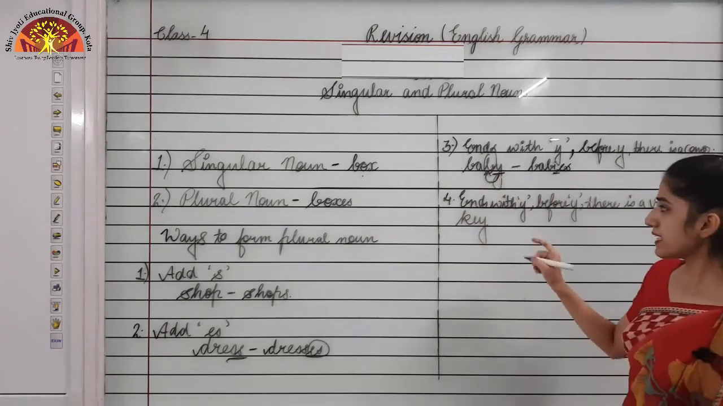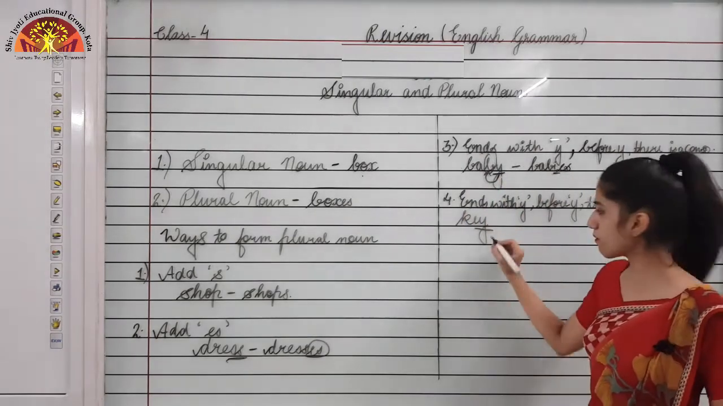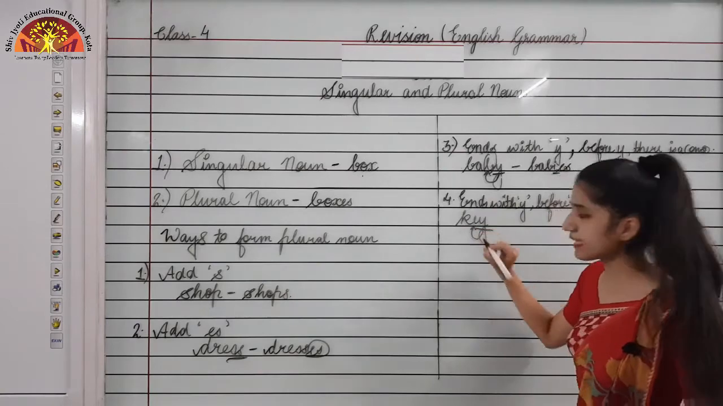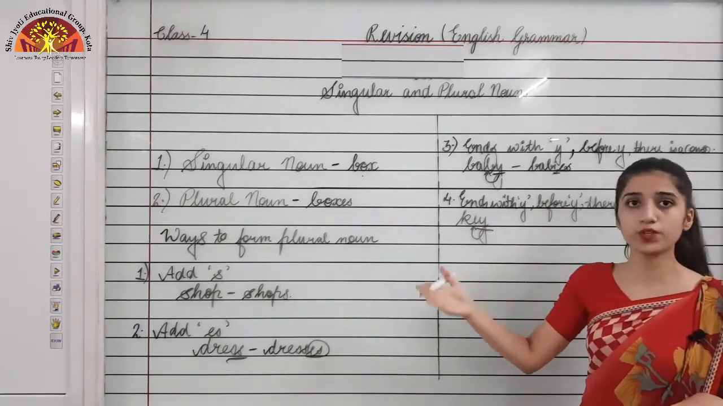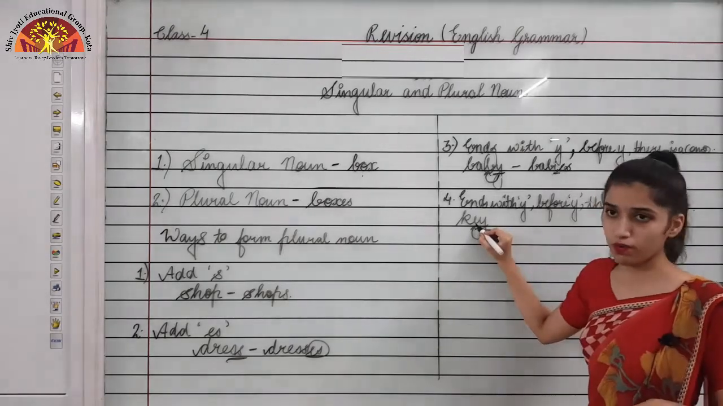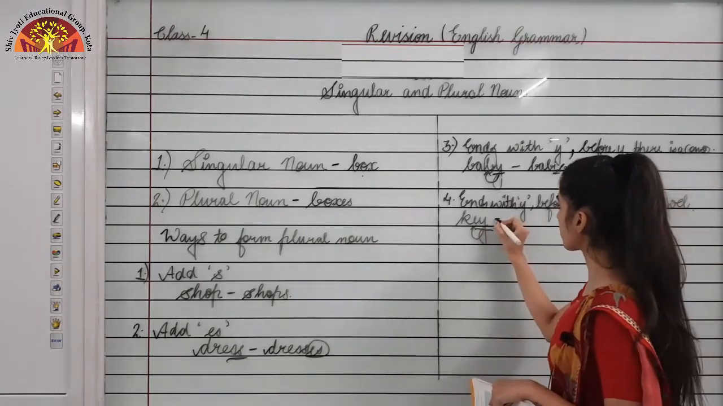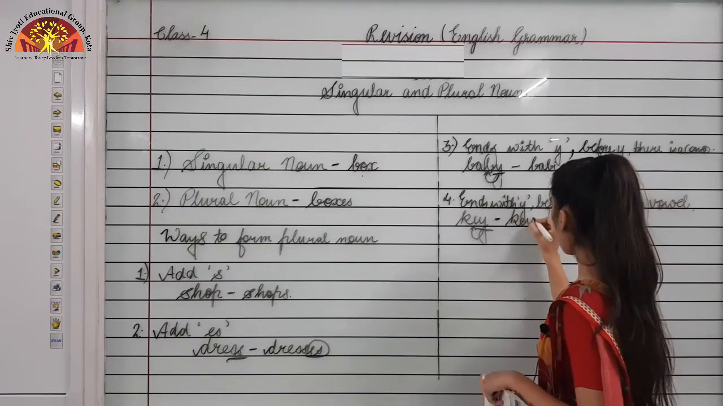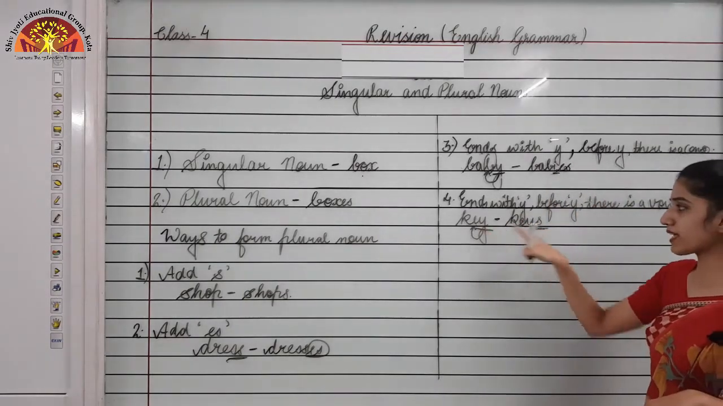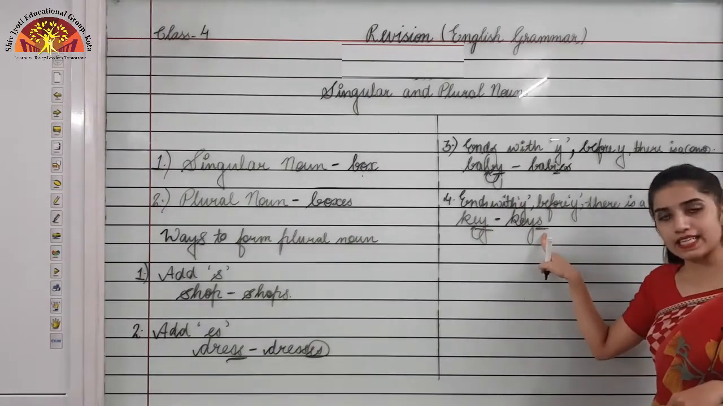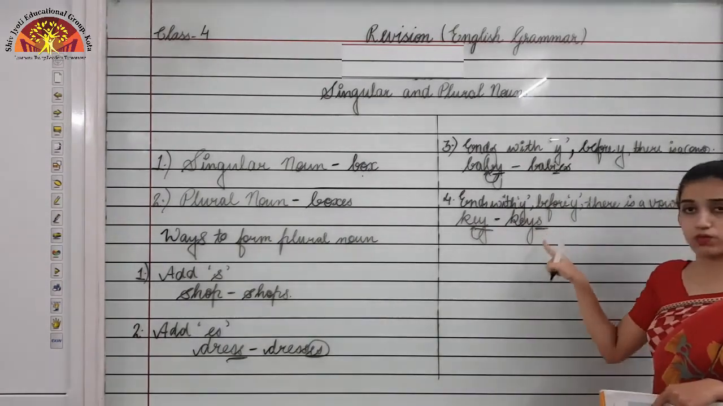Okay, key is ending with Y and before Y there is what? E, which is a vowel. What are vowels? A, E, I, O, U. So E is a vowel. So what we will do is, to make its plural, we will just add S in the last. Okay, to make its plural, we just added S in the last. Okay, this was the fourth rule.